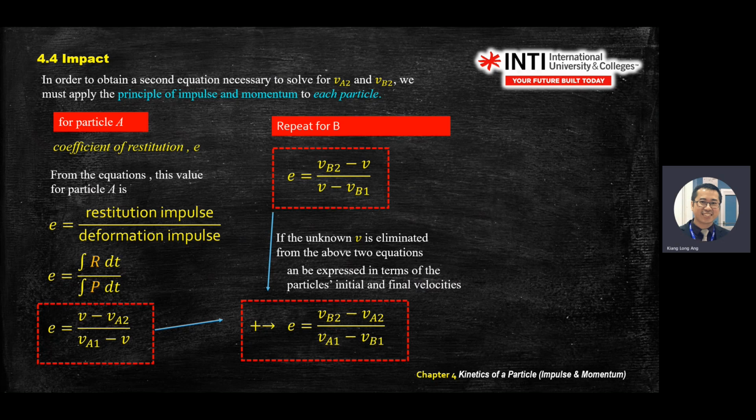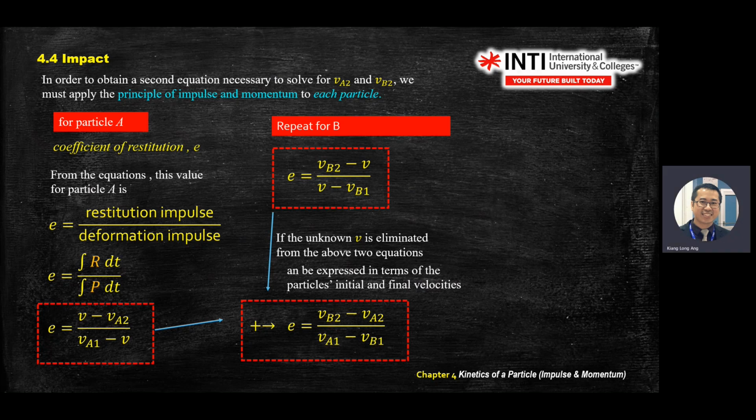So you can combine A and B if you have two bodies. If you have two bodies, you combine. Then you can take out the V inside the equation. You arrive at V2 minus VA2 divided by VA1 minus VB1, which means in here, you see the coefficient of restitution. In this case the behavior is A faster than B, then A hits B, then they squeeze, then they separate, then B moves faster.